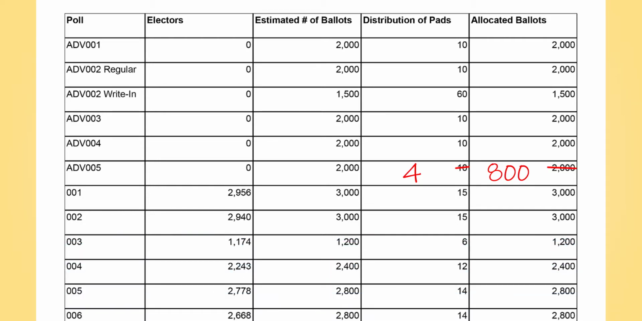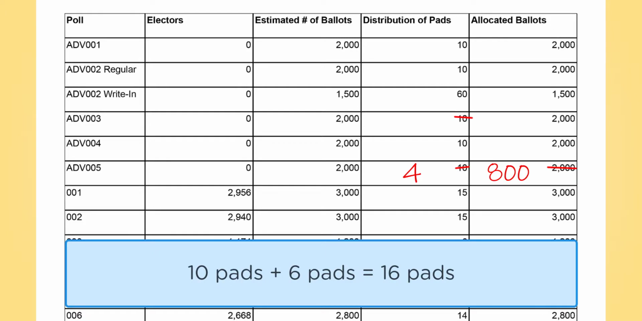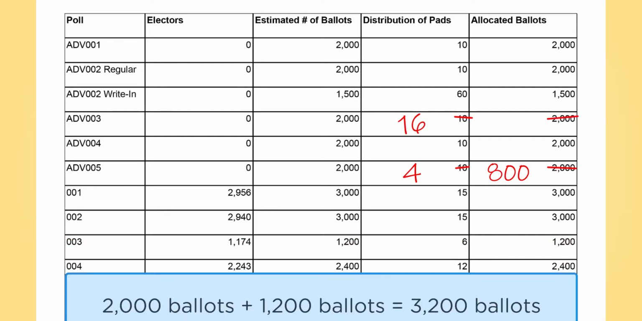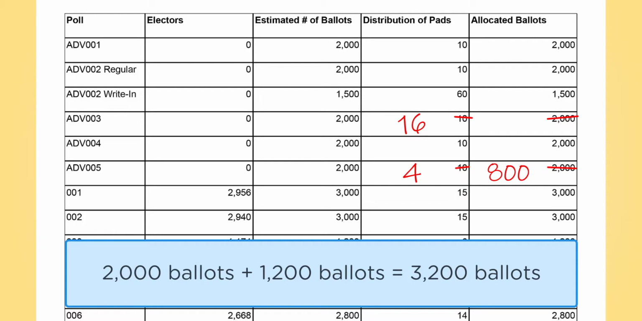Now that we've noted the ballots we are reallocating, we need to note where they are being reallocated to. Let's move them to ADV 003. This follows the same process, except instead of subtracting, now we're adding. Cross out the 10 in the distribution of pads column for ADV 003, and add the 6 pads we are reallocating, for a total of 16. Then finish up by crossing out the 2,000 in the allocated ballots column, and add the 1,200, for a total of 3,200.